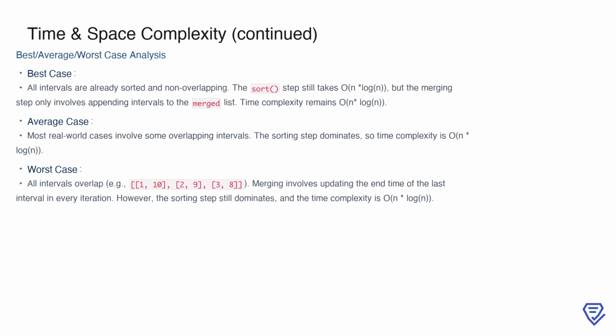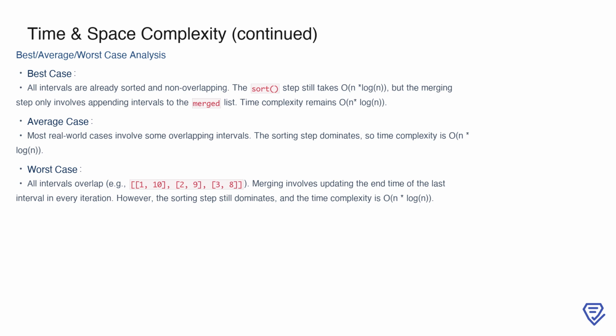Now we can look at the best, average, and worst-case scenarios for this algorithm. In the best case, all intervals are already sorted and non-overlapping. The sorting step still takes O(n log n), but the merging step is straightforward and only involves appending intervals to the merged list. This means the overall time complexity remains O(n log n).